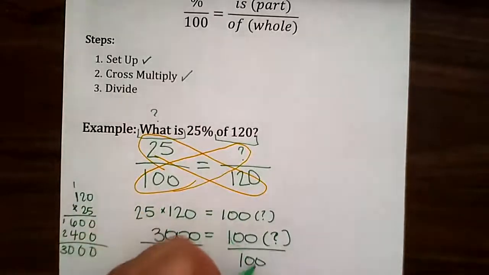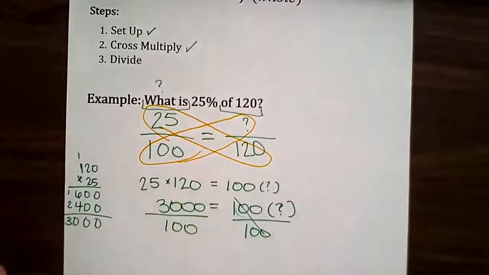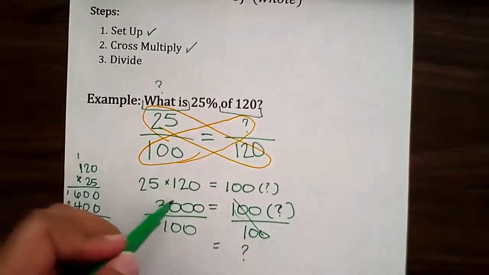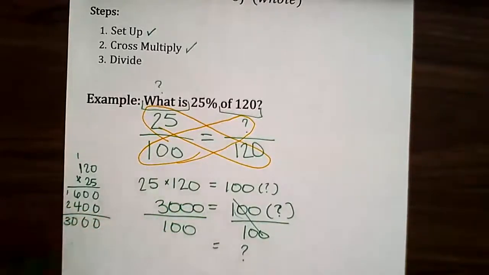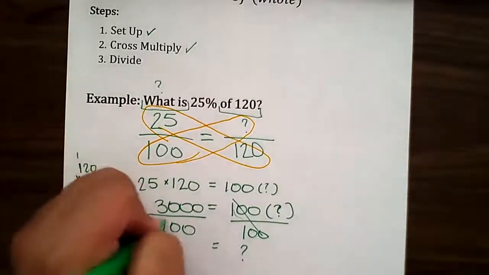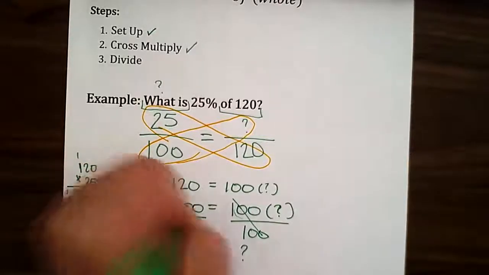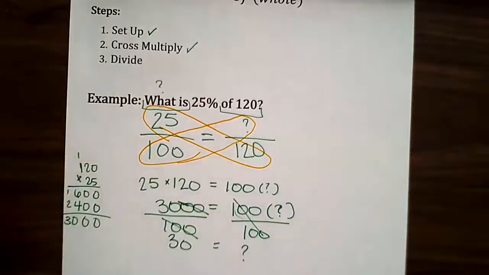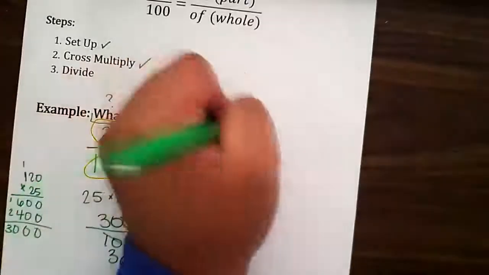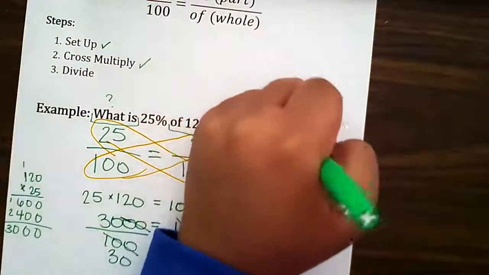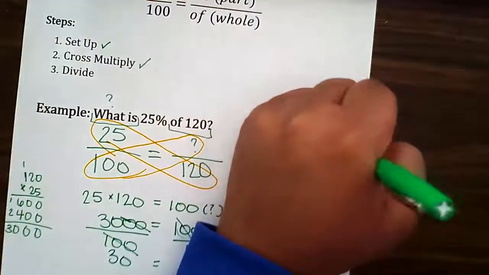Well, 100 divided by 100, that cancels out. Now I'm left with my question mark. Then I have 3,000 divided by 100. Well, we can remember I can just cancel out the number of zeros. So I have 2 zeros down here. I'm going to cancel out 2 zeros up here. That leaves me with 30. So that means 25% of 120 is 30.